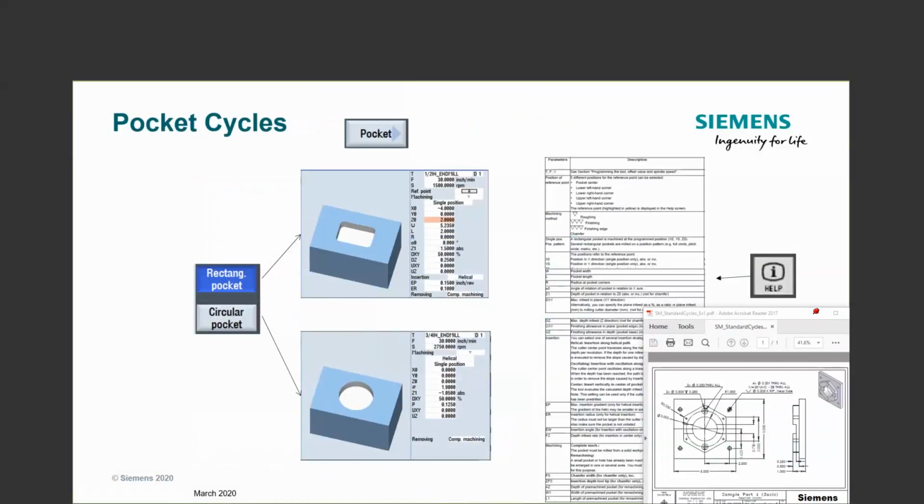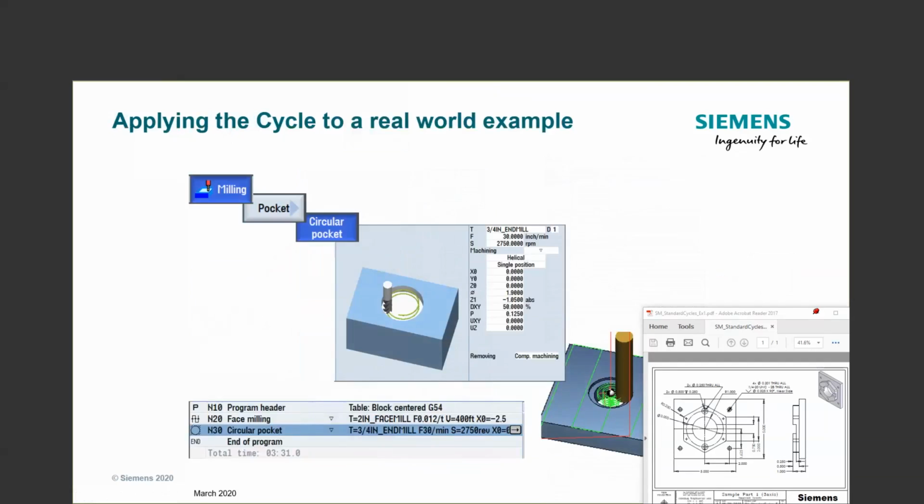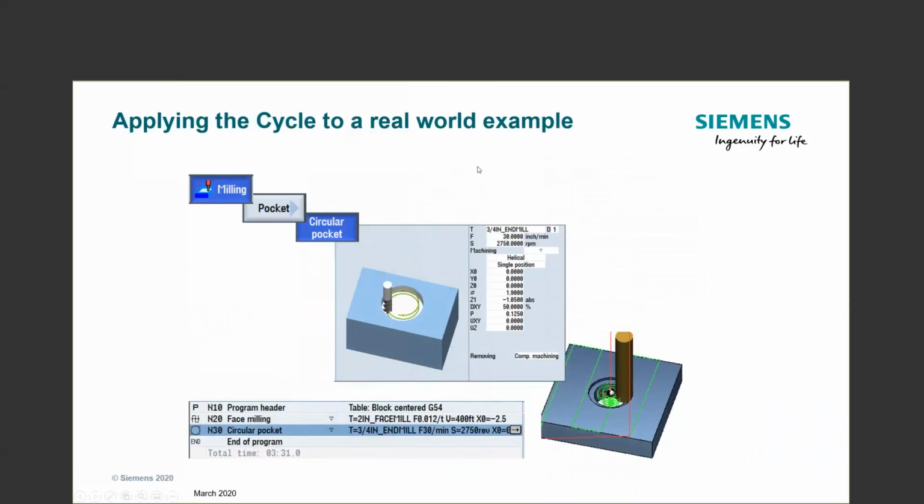The next thing that we'll be exploring will be our pocket cycles. So when we select pocket, we'll have the choice of a rectangular pocket, where once again, all we do is we go from top to bottom and fill in these fields. These are really just questions that we're answering, given the values that are in our print. And then the circular pocket is another choice that we have.